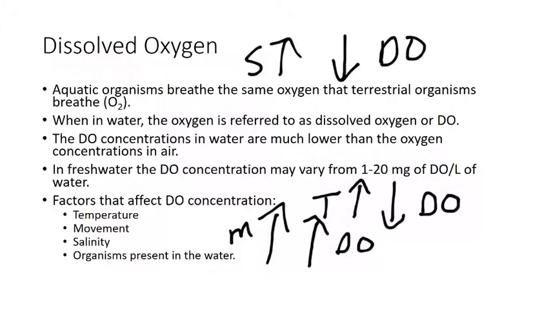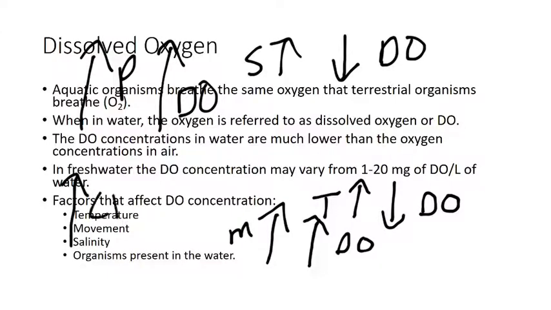And finally, the organisms that are present in the water. If there are a lot of photosynthesizers, more photosynthesis should mean more dissolved oxygen because photosynthesis produces oxygen. On the other hand, if there are a lot of animals, a lot of other organisms doing lots of cell respiration, as cell respiration rates increase, the amount of dissolved oxygen in the body of water is going to decrease.